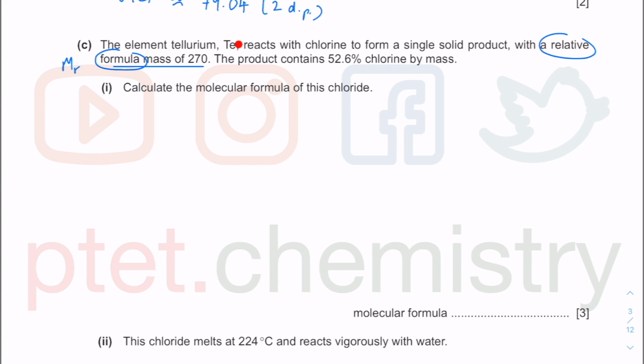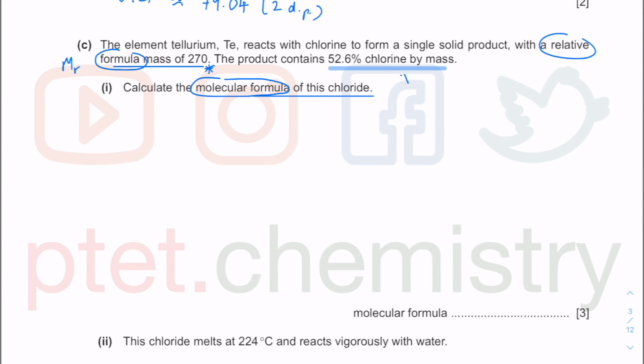As you know, the metallic character, even though it's group 6, or group 16 as you would know in the new syllabus, increases down the group. Now calculate the molecular formula of this chloride. To work out the molecular formula, we're given the relative formula mass, the Mr, but we can probably work out the empirical formula first.